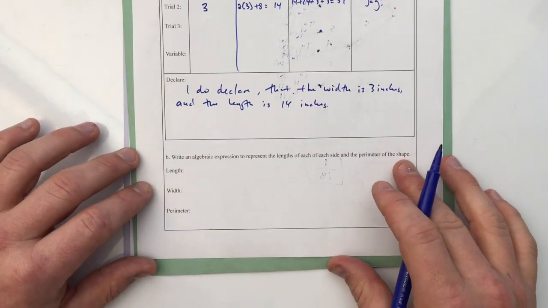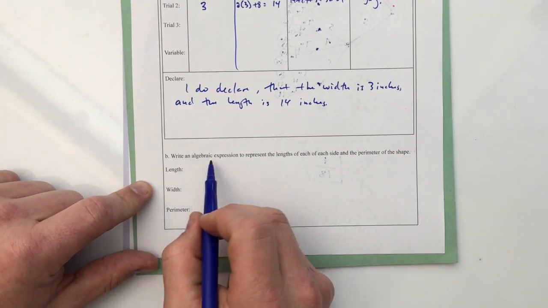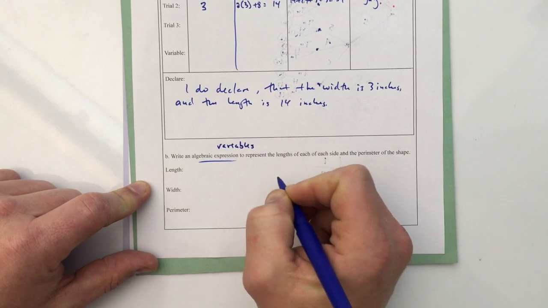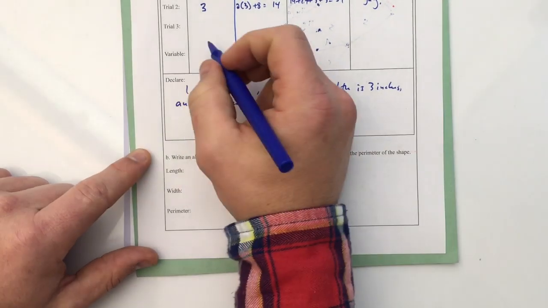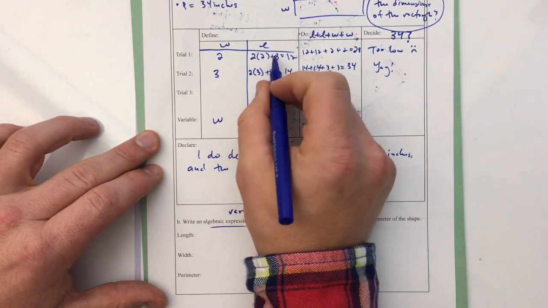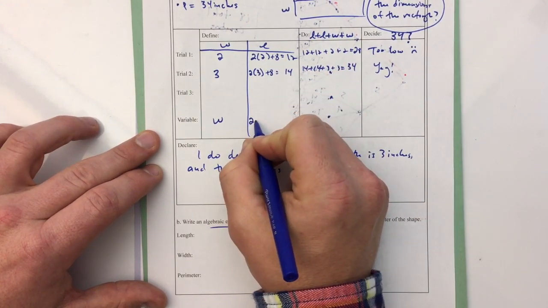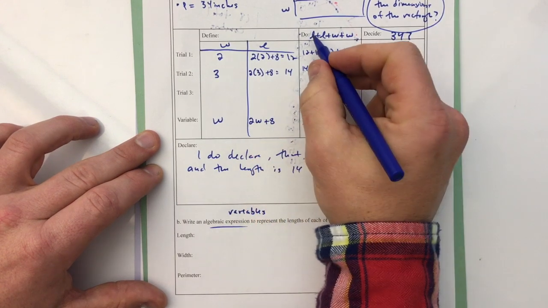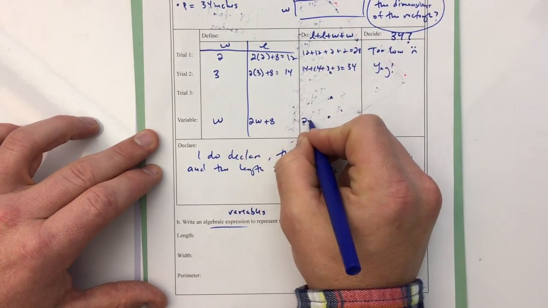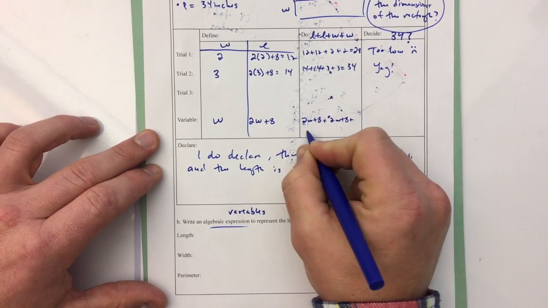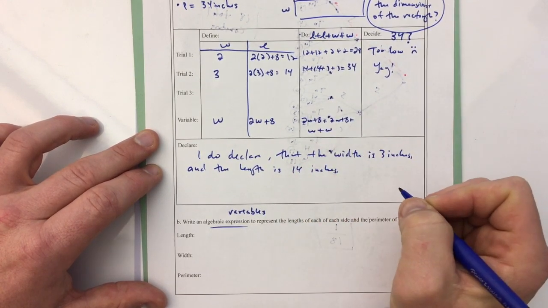All right, so this part was maybe a little bit trickier. An algebraic expression means variables. All right, and I'll do that here actually. If I just use W for the variable, then I'm going to follow this form. I'm going to do 2 times W plus 8. Now my perimeter is 2W plus 8 plus 2W plus 8 plus W plus W.